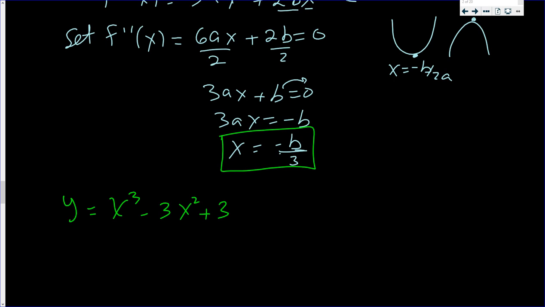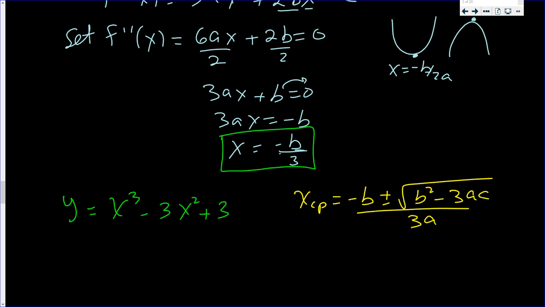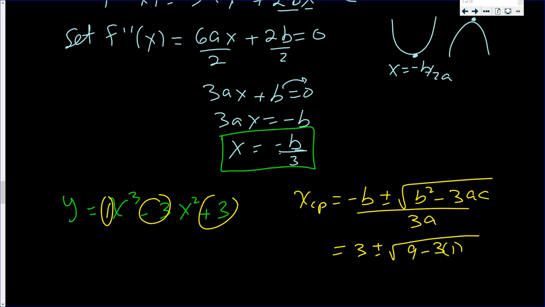Now, the formula says the x value for the critical points are at negative b plus or minus the square root of b squared minus 3ac over 3a. Okay, that's a, that's b, that's c. So it's going to be negative negative 3, which is 3, plus or minus the square root of b squared, negative 3 squared is 9, minus 3 times a, which is 1, times c, which is 3, all over 3 times a, which is 1.